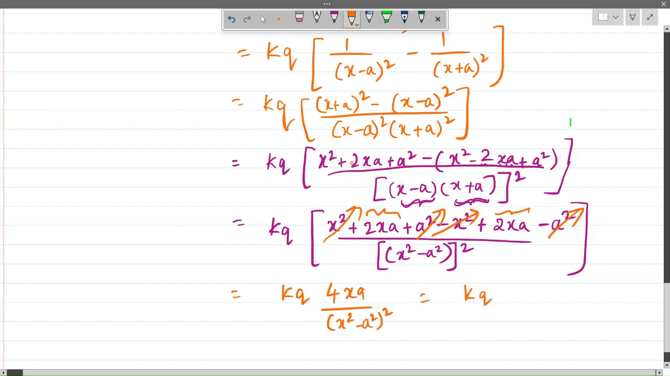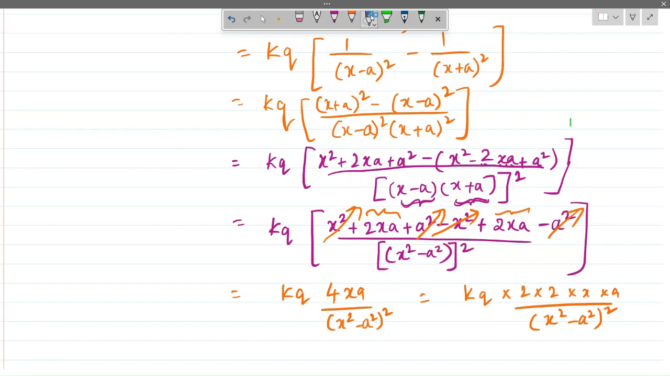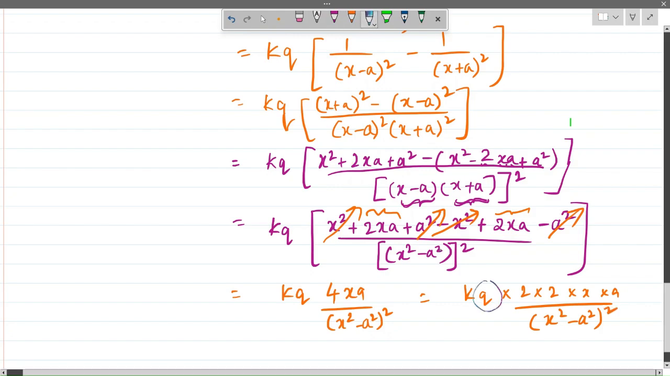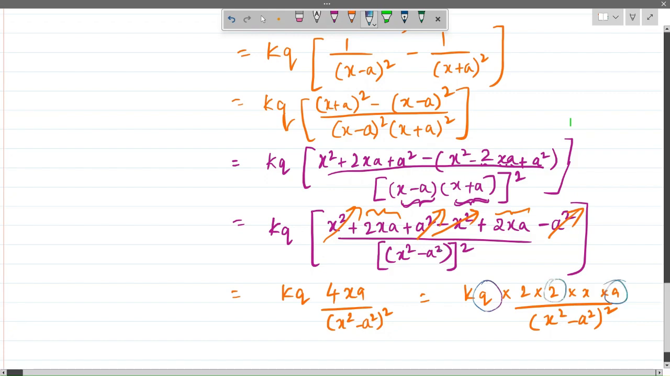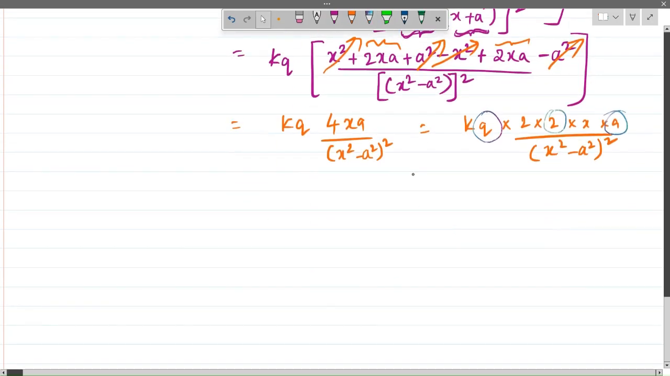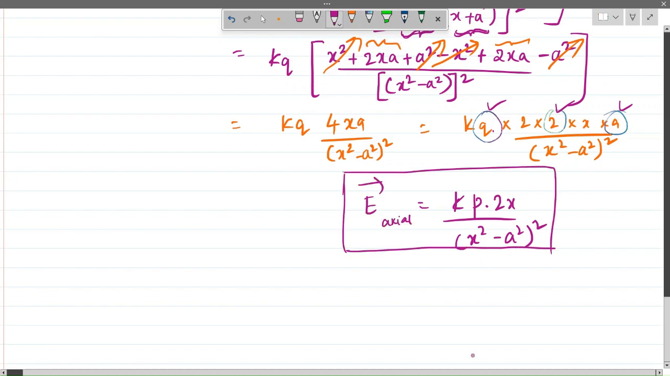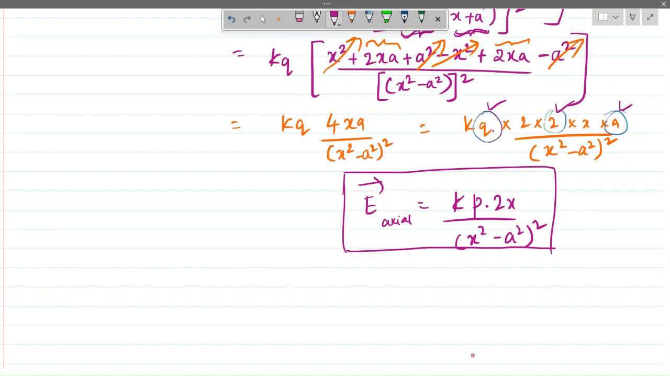So can we write k into q into 2 into 2 into x into a divided by x square minus a square whole square. Here, dipole moment q into 2a will be dipole moment p. Therefore, it will be k into dipole moment, which is 2 into q into 2a, that is dipole moment p, into 2x divided by x square minus a square the whole square. This is an expression for net electric field at an axial point due to dipole.